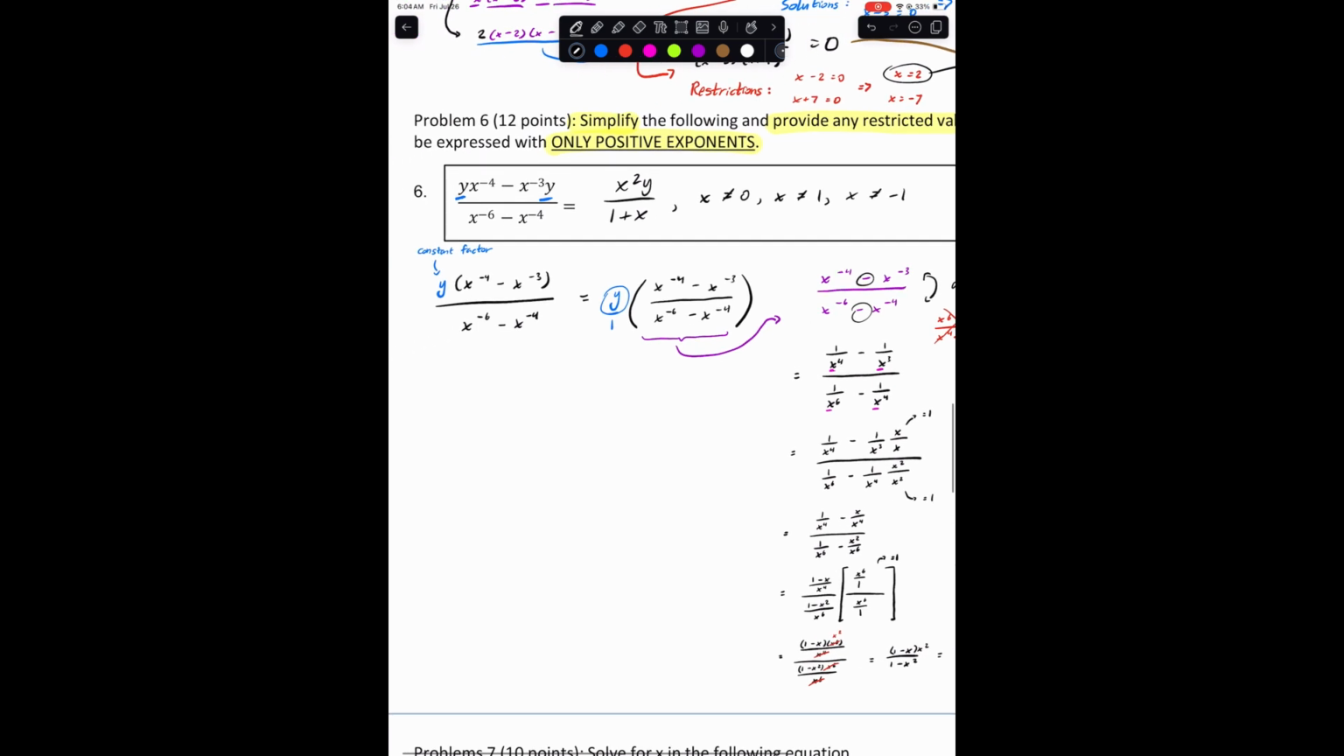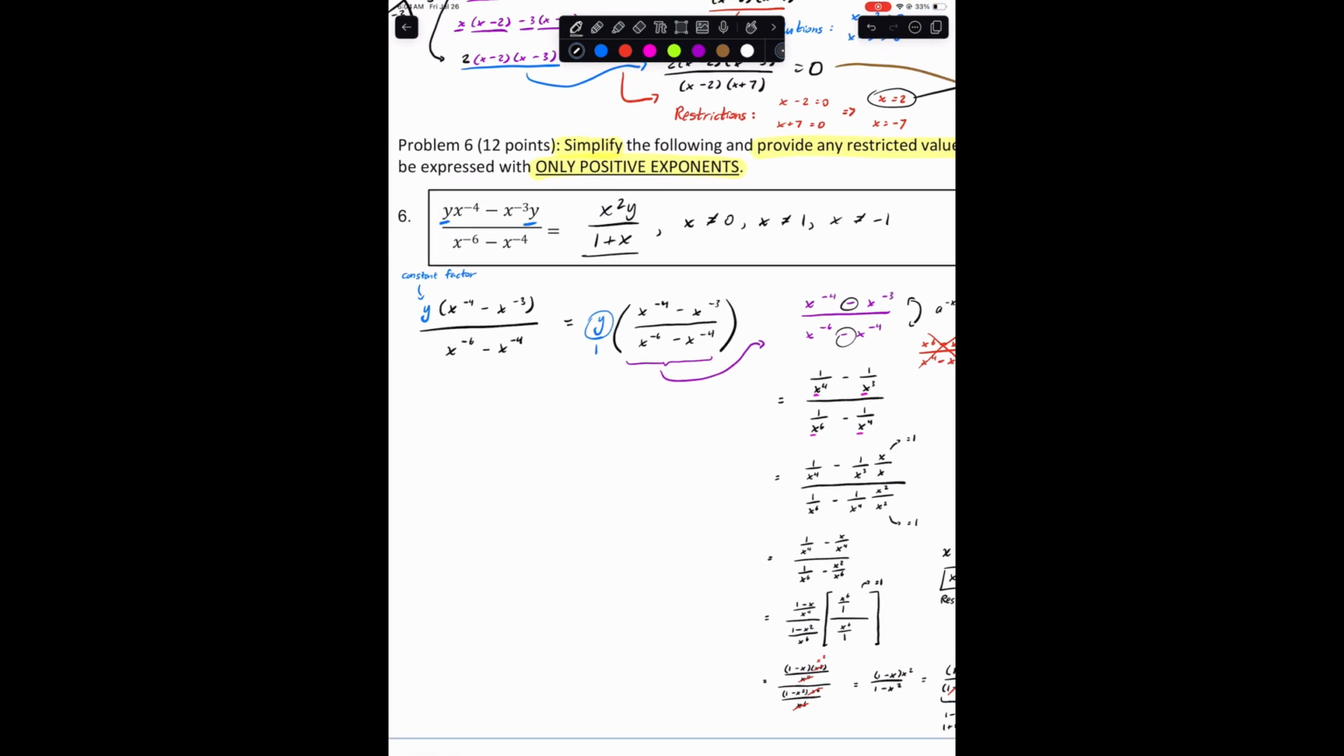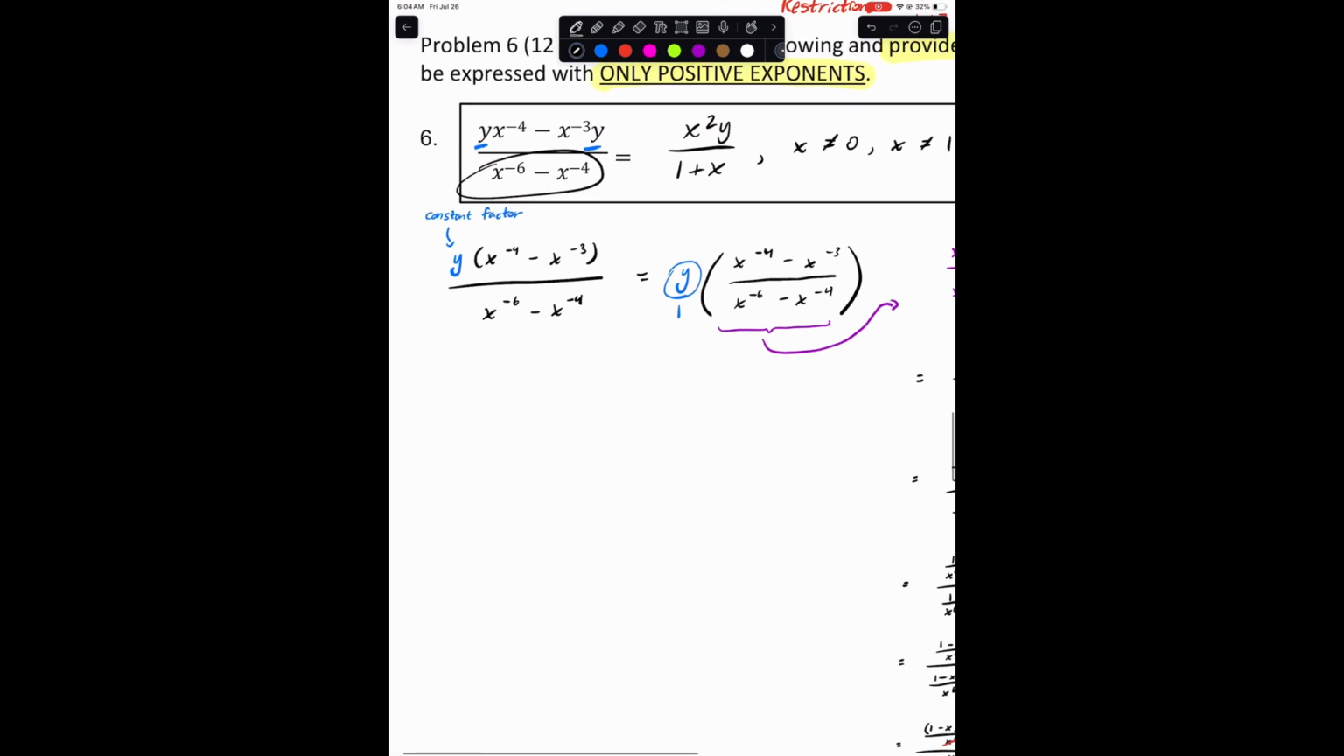Well, the final answer doesn't necessarily have 0 or 1, but -1 is there, and there are problems for this. And we can double check. 0 to the -6 minus 0 to the -4, this is 0 minus 0, 0. So this is a no.